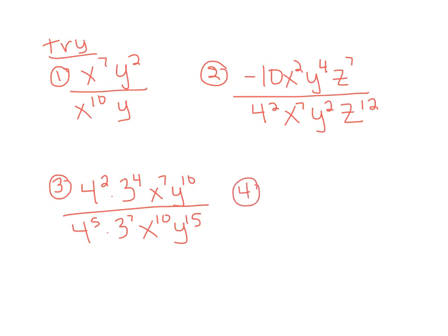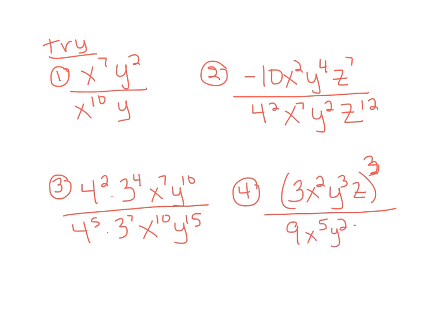And then this one. Ready? Let's go. 3x squared, y to the 3rd, z, all squared. Oh, actually, let's make that a cubed. Over, ready? 9x to the 5th, y to the 2nd, z, all squared. All right, so once you're done with that, if you would submit this first so I can check those 4, and then we'll practice some more tomorrow.